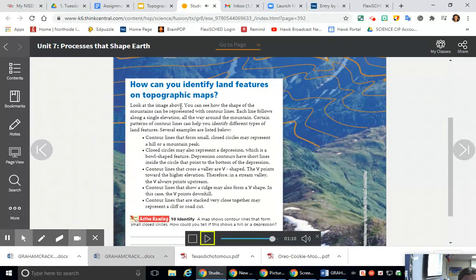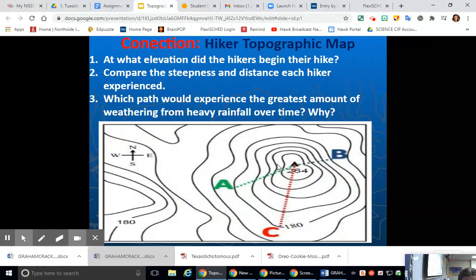Active reading. 10. Identify. Okay, we can pause it there and go back to our slides.